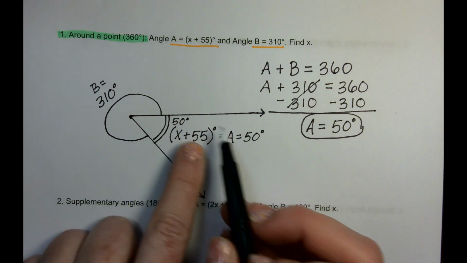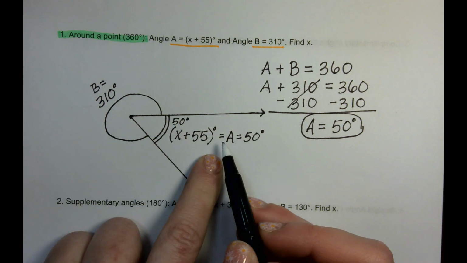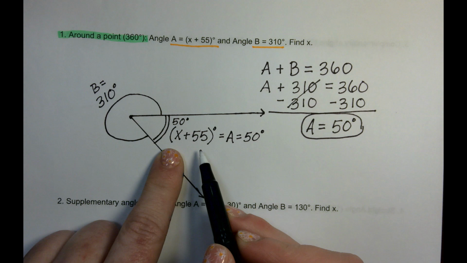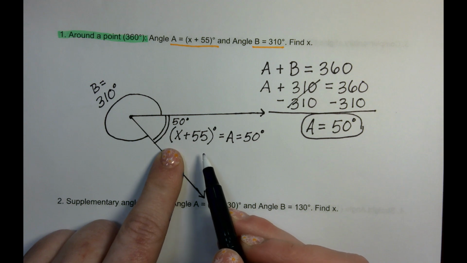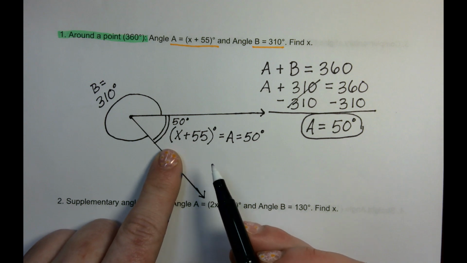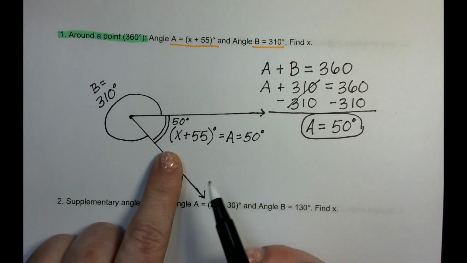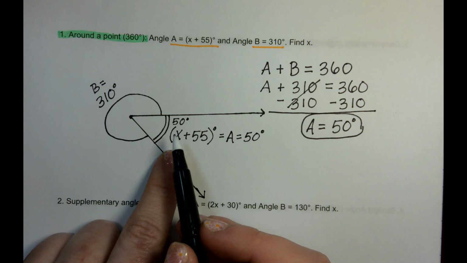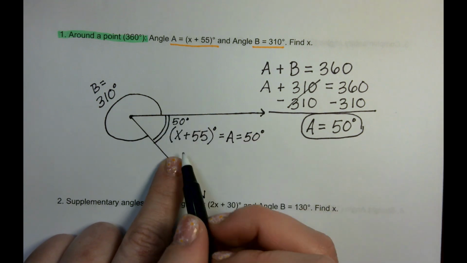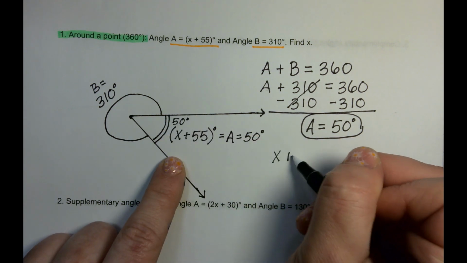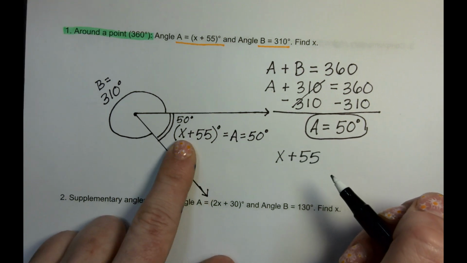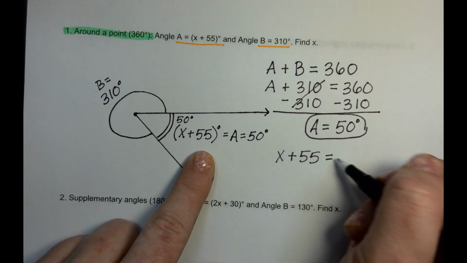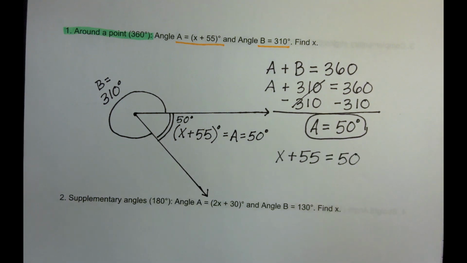So if 50 is equal to A and x plus 55 is equal to A, can I say 50 is equal to x plus 55? Yes, we can, because now we need to solve for x. So let's see what number I can put in for x to make sure that the answer to x plus 55 is 50, because angle A is 50 degrees. Would it have to be negative 5? Yes. Does that make sense?